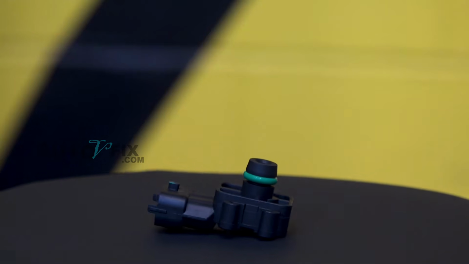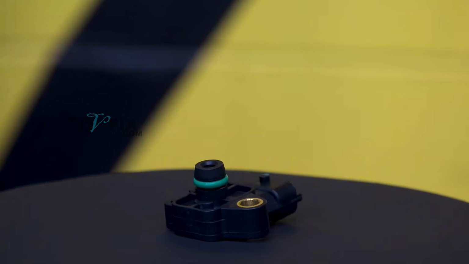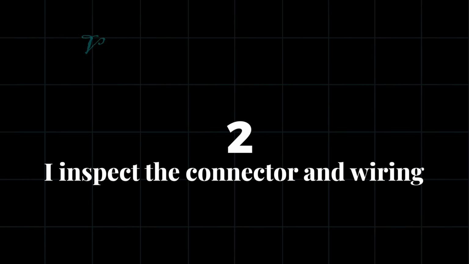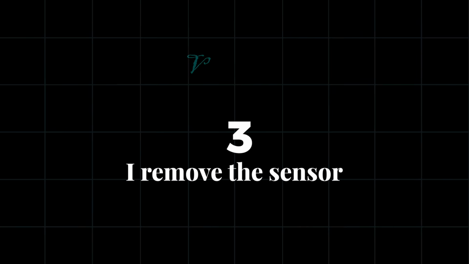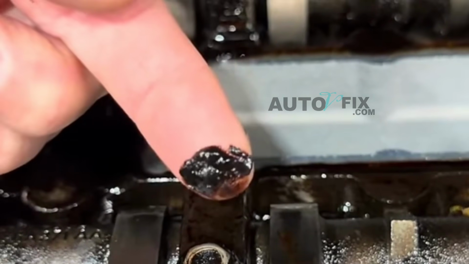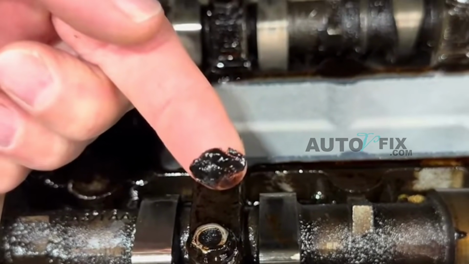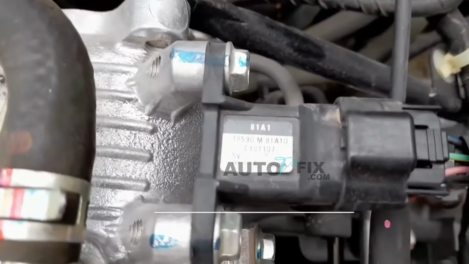How I check a MAP sensor before replacing it. Now let's do the same thing for the MAP sensor. Before I replace it, I want to inspect the basics. First, I locate the MAP sensor on the intake manifold. Second, I inspect the connector and wiring just like I would with the MAF. Third, I remove the sensor if needed and inspect the port or passage. On some engines, carbon, sludge, or oily residue can partially block the sensor port and cause bad readings.